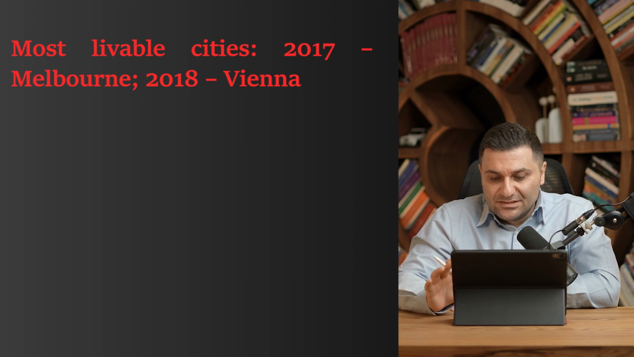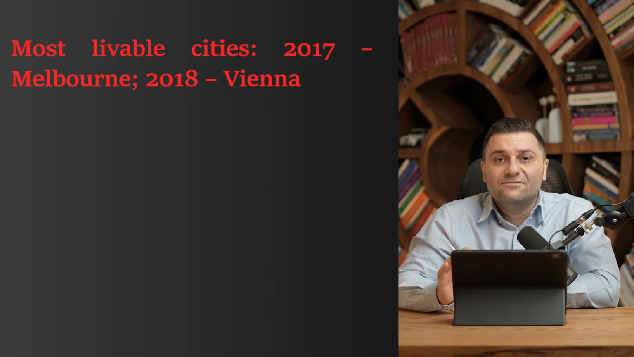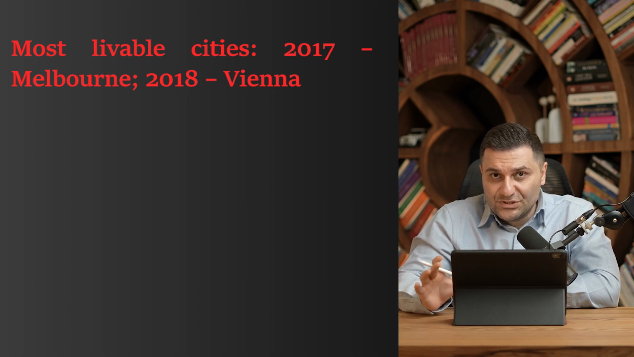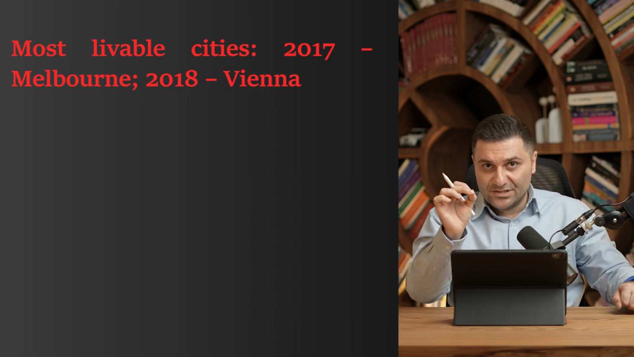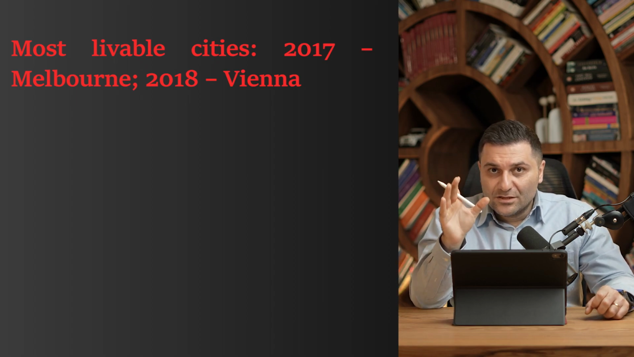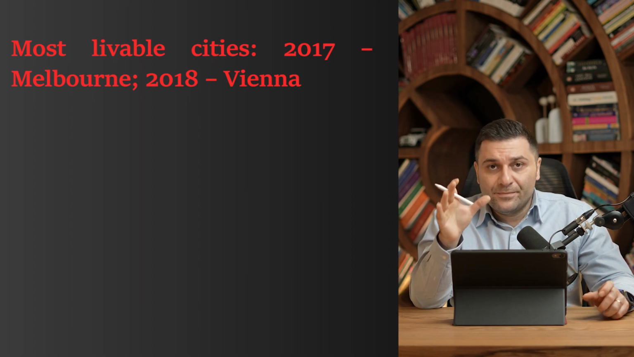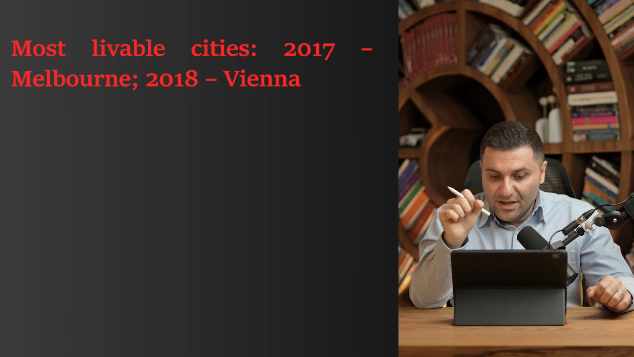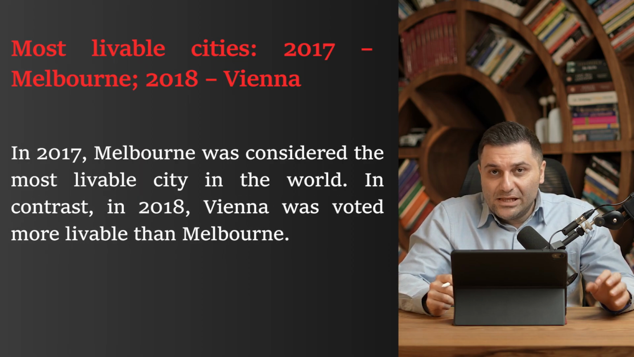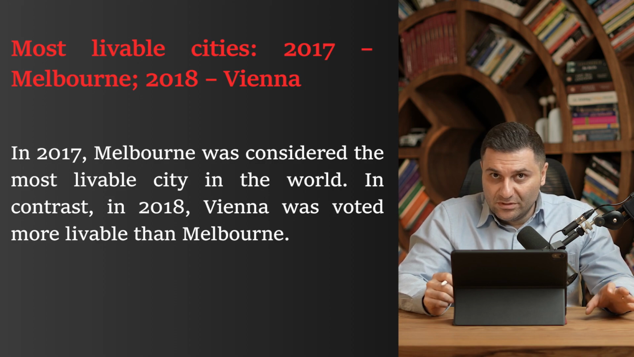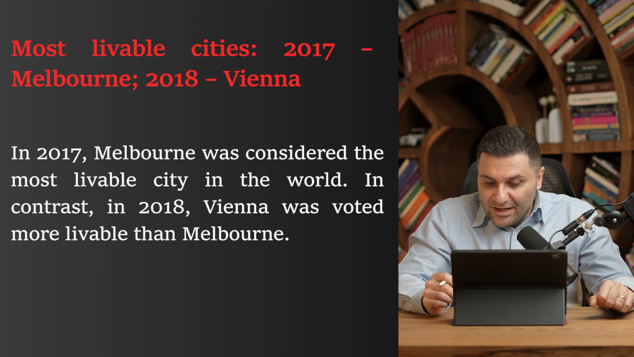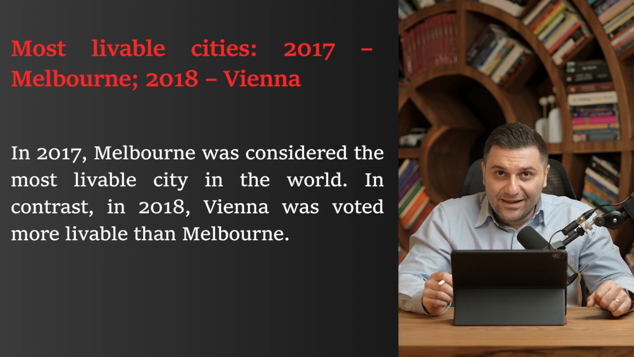Now, our second question. Most livable city in 2017 was Melbourne and in 2018 was Vienna. So we're going to compare these two cities. And our sentence will be like this. We'll have superlative adjectives and also comparative adjectives in this sentence. In 2017, Melbourne was considered the most livable city in the world. In contrast, in 2018, Vienna was voted more livable than Melbourne.